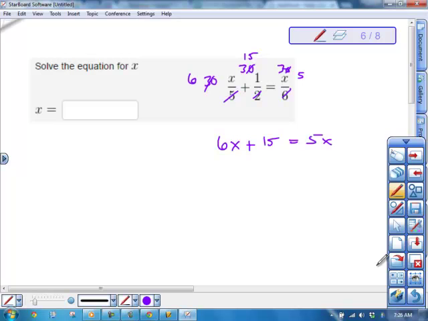All right, so then we can solve this. So I'll just subtract 6x, and it gives me 15 equals negative x. So x equals negative 15.